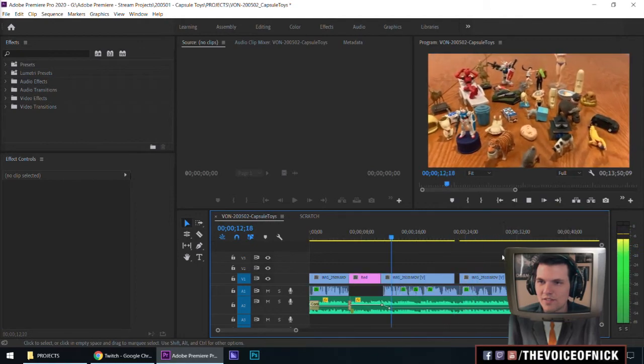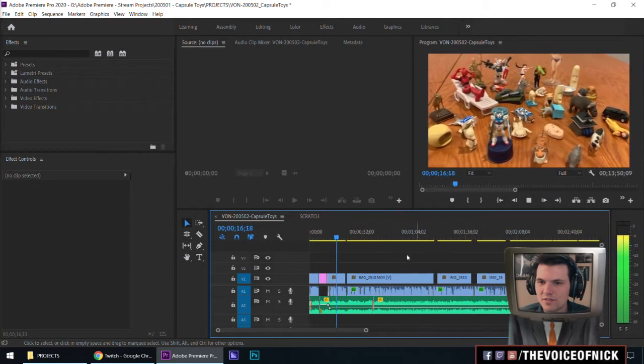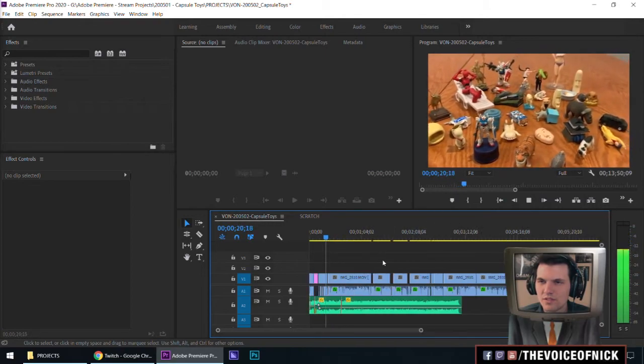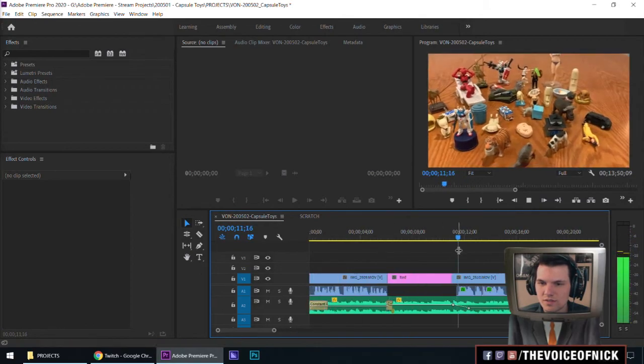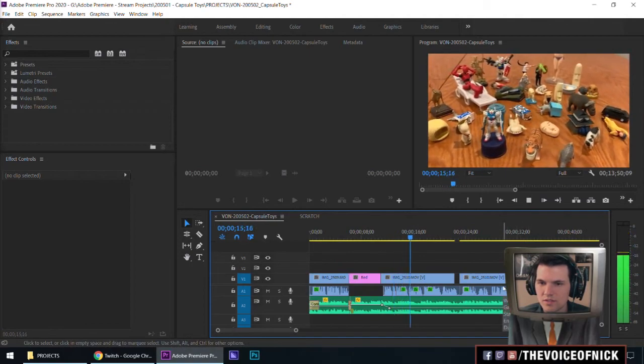So this is kind of a selection of my capsule toy collection. We have some sort of more grounded ones, some more mundane ones. We have some really crazy ones.